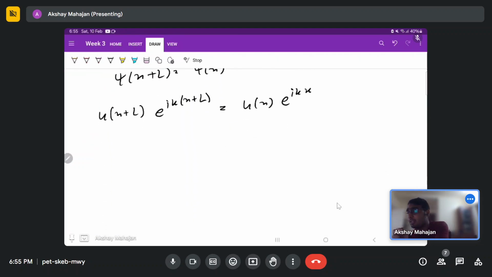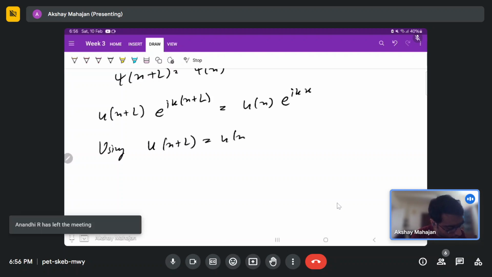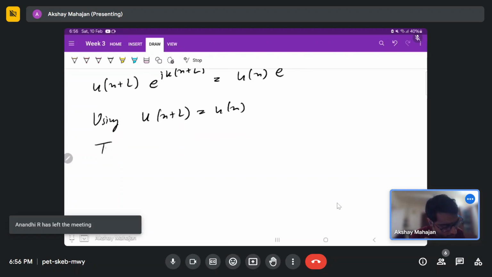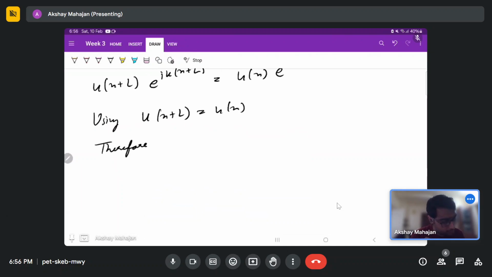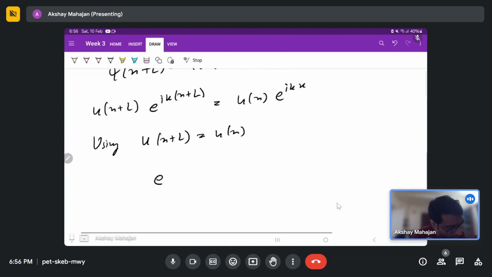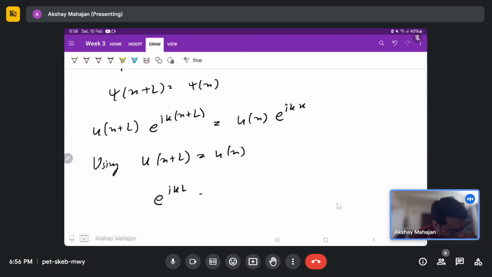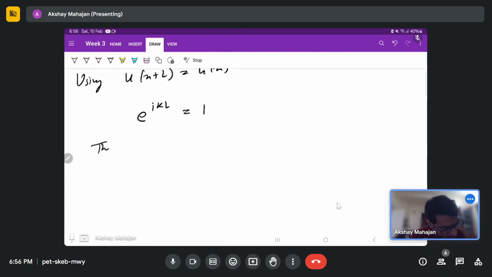Using this periodic potential, u of x plus L will be equal to u of x. So e to the power iota kx will cancel out, and we have e to the power iota kL equal to 1. Therefore kL will be equal to 2n pi, then e to the power iota kL will be equal to 1.